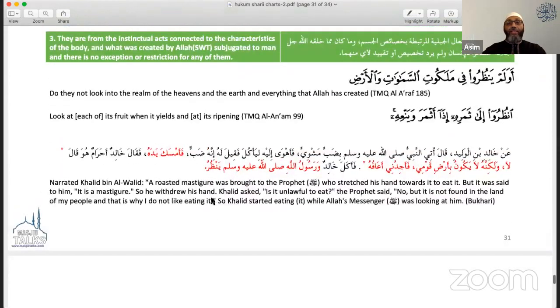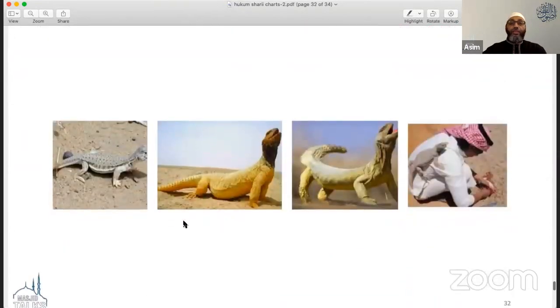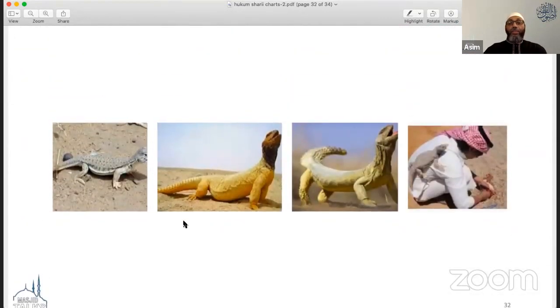And then there's a hadith in which Rasulullah sallallahu alaihi wasallam mentioned that once Khalid bin Walid radiallahu anh brought a dub. I don't know exactly what the word is in English, but I looked at what the picture looks like. It looks something like this. It's a lizard, but much bigger than a normal lizard. It's found in deserts, it seems.